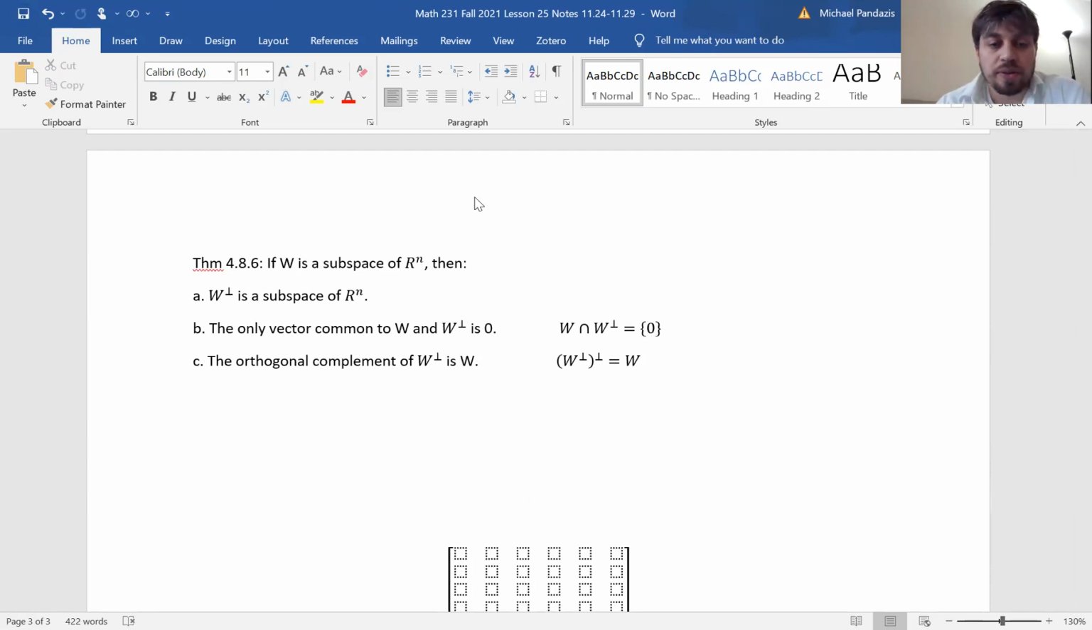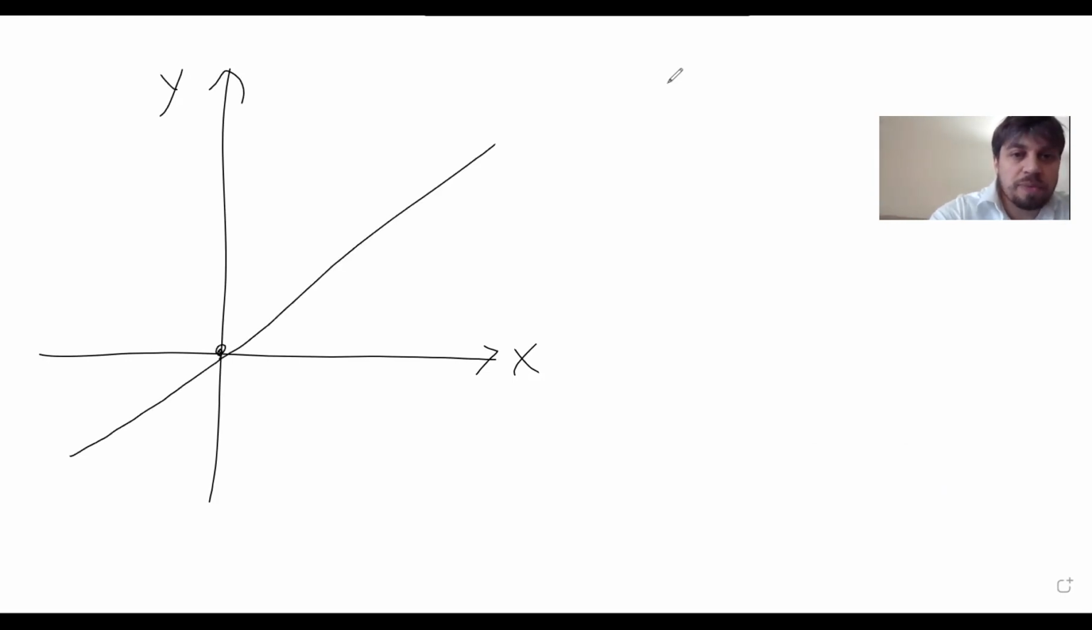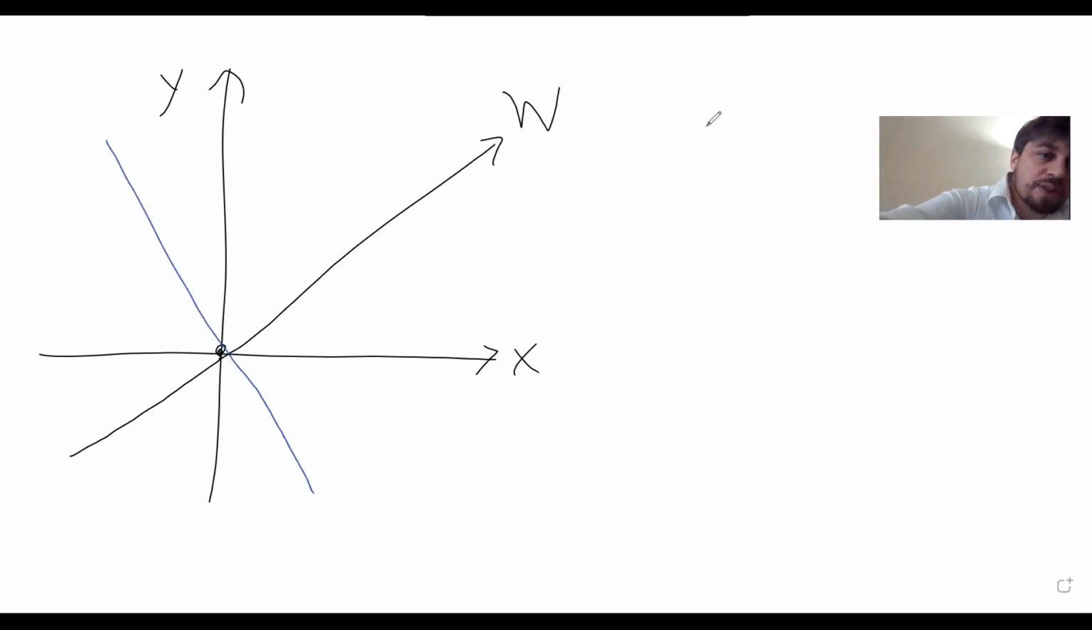So quickly, I'm going to the whiteboard. So if you have a space, so if you have R2 and you have a line through the origin. So a line through the origin, remember, is a vector subspace of R2. So W there is a vector subspace of R2. You can talk about its orthogonal complement. Its orthogonal complement is a line perpendicular to that line that goes through the origin. So this is W perp.